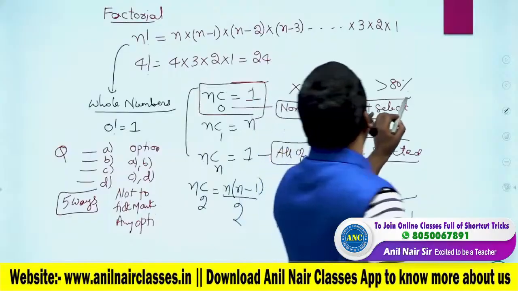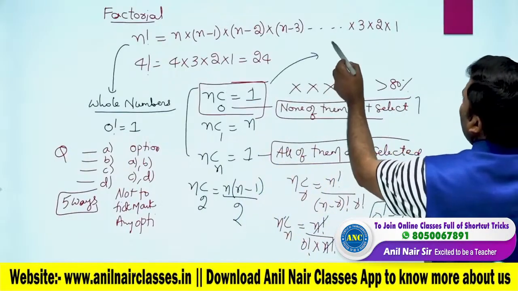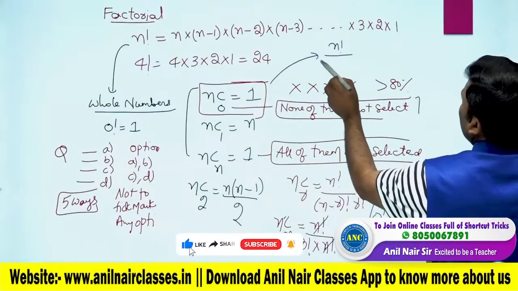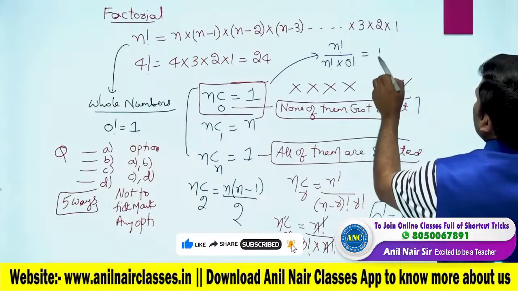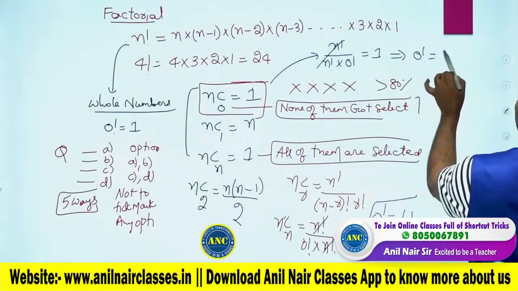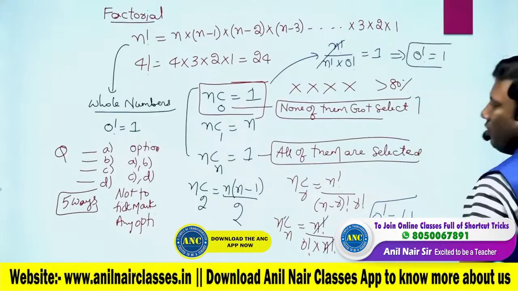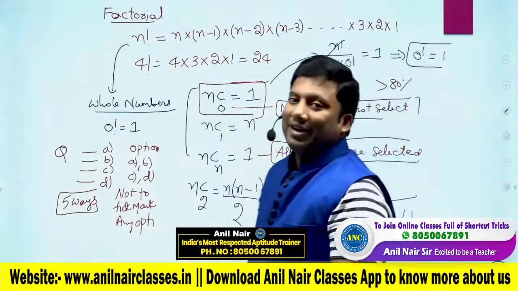None of them got selected. Even you can use this concept also: N factorial by (n minus 0) factorial into 0 factorial. That is equivalent to 1. So the answer is 0 factorial equivalent to 1. I hope the idea is clear. NC1 is equivalent to n.